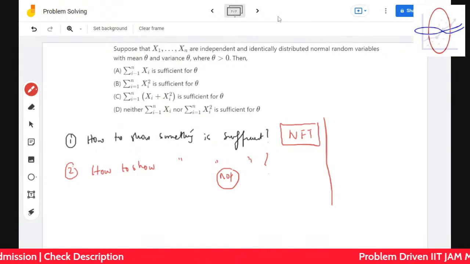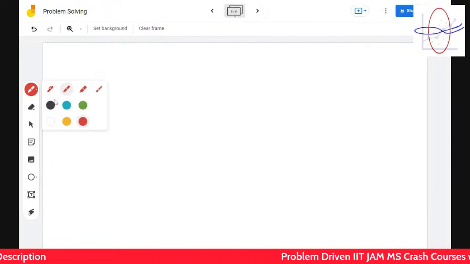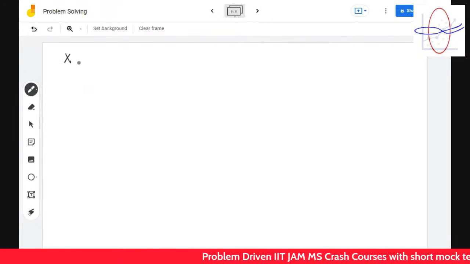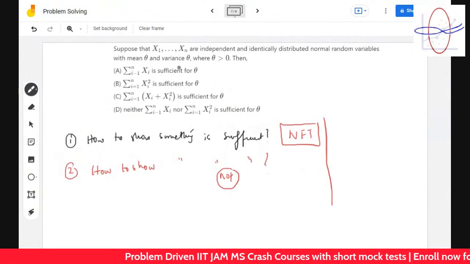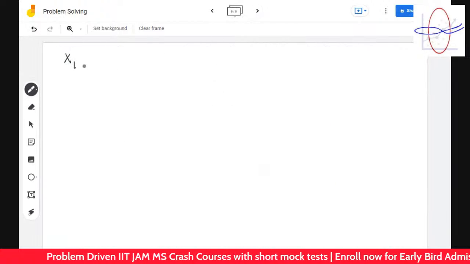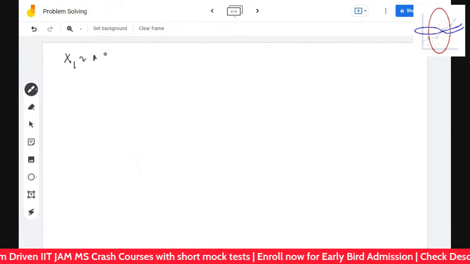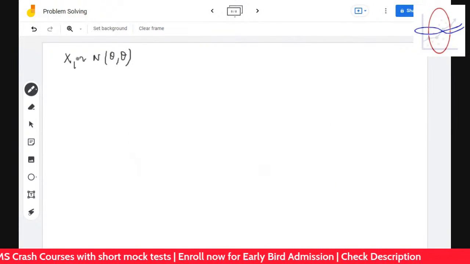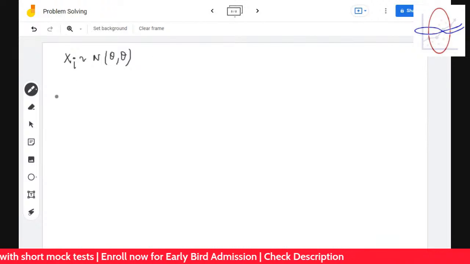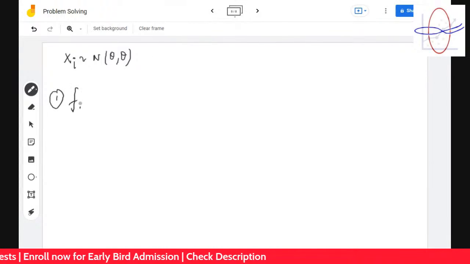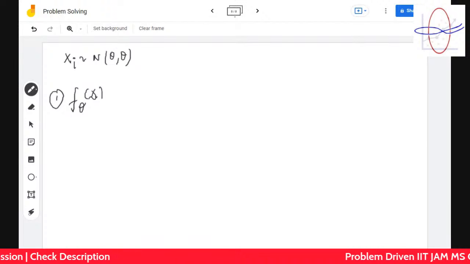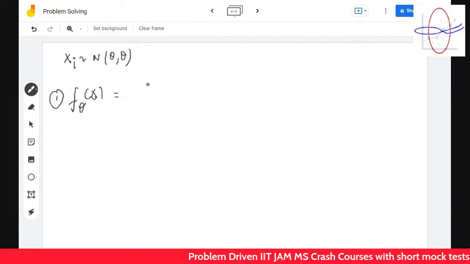So let's find it out. x1, x2, ..., xn follow normal with mean theta, variance theta. Okay, so let's find the joint distribution. That's the number one step. Find the joint distribution. That's step number one always. And we write it down.